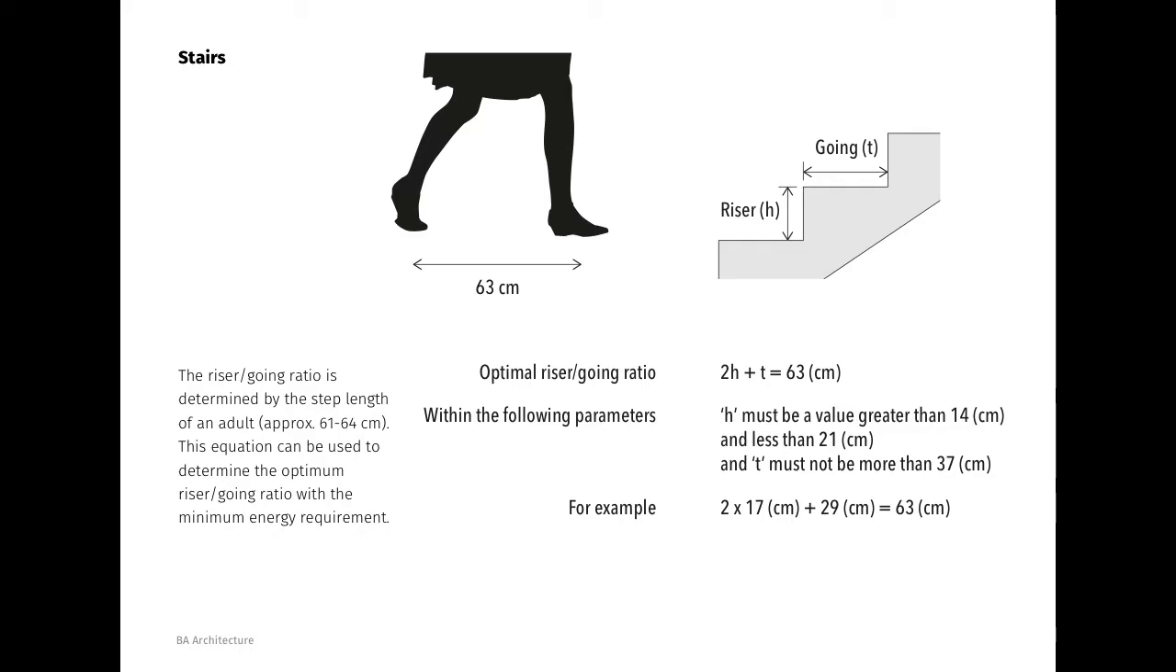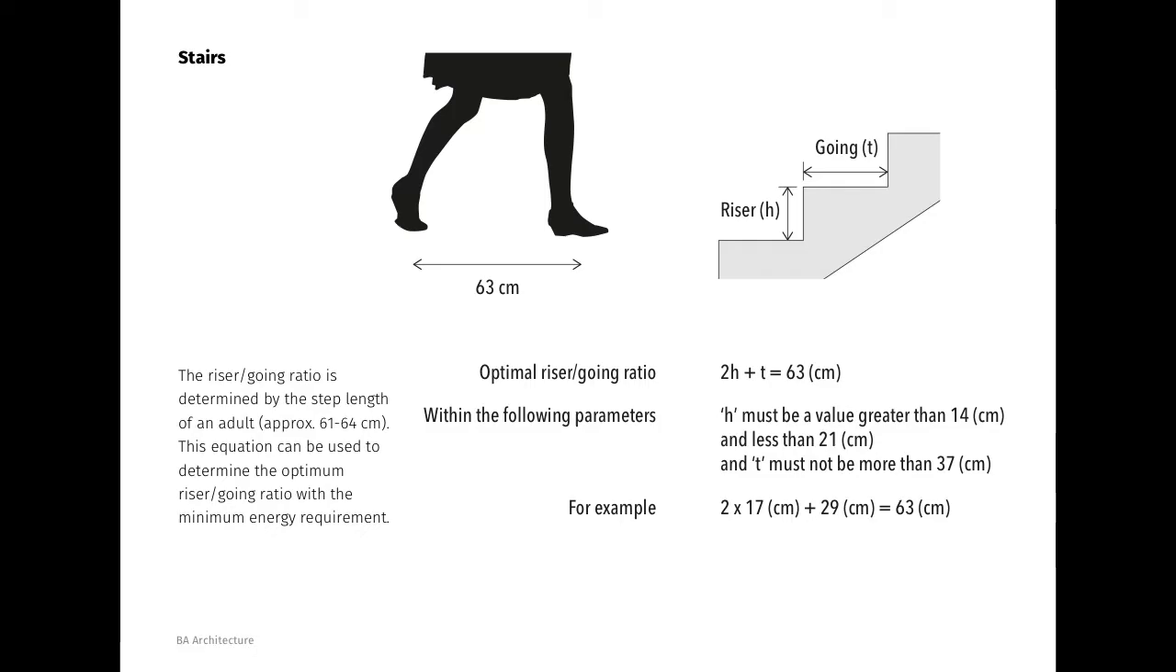Basically, the height should always be between 14 centimeters and 21 centimeters, and the tread shouldn't be more than 37 centimeters. So those values, the h and the t, shouldn't be extreme. The h should not be less than 14 and not more than 21, and t should never be more than 37. And obviously it shouldn't be a small value either, particularly.